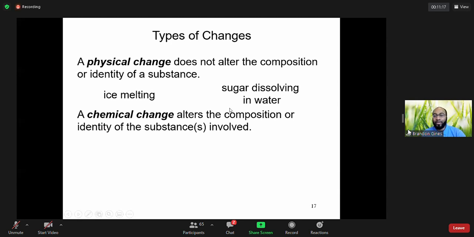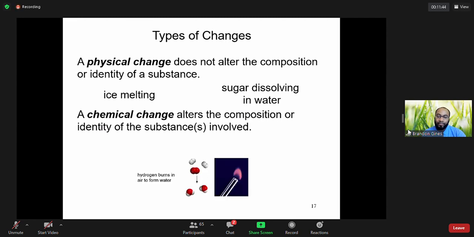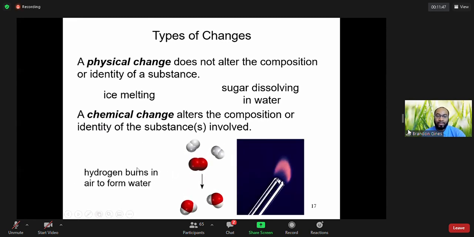Chemical changes, however, we'll be dealing with chemical reactions throughout this course, trying to predict the chemical changes that will occur for some chemical reactions. But a chemical change is a change that alters the composition or identity of a substance. One example of that is the production of water from hydrogen and oxygen, right?